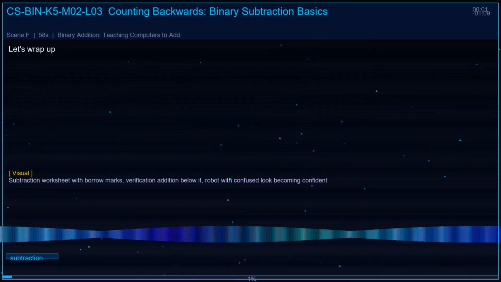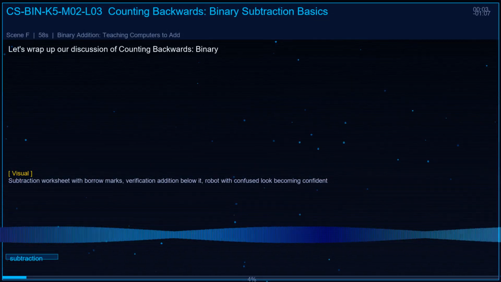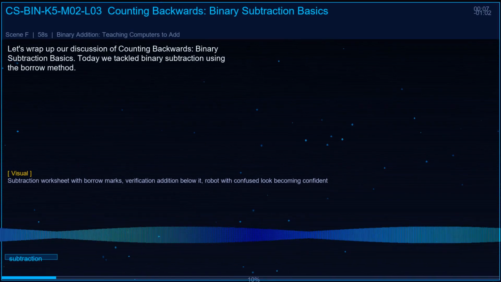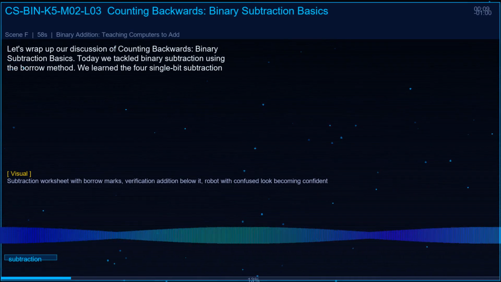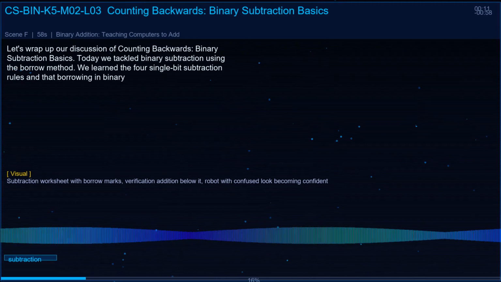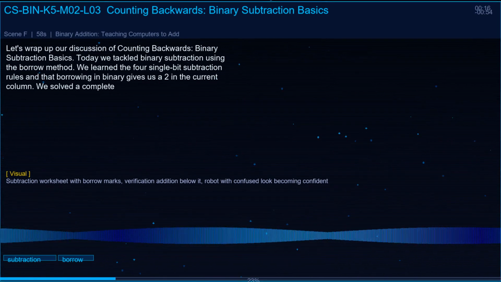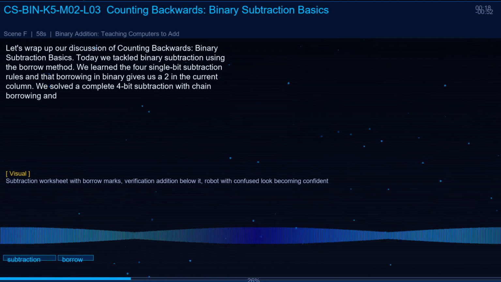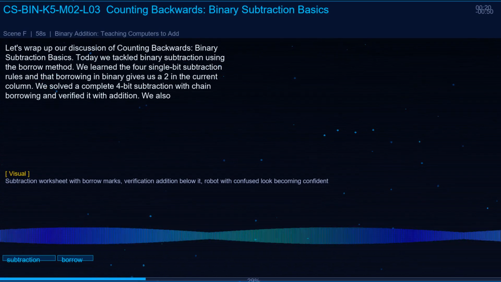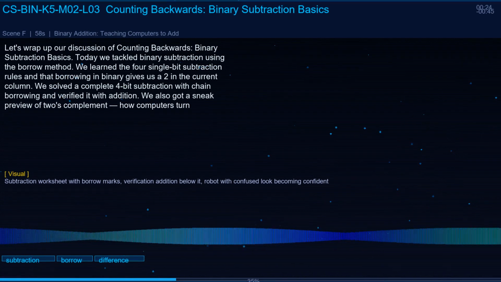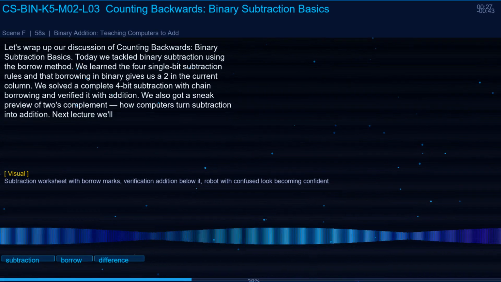Let's wrap up our discussion of counting backwards, binary subtraction basics. Today we tackled binary subtraction using the borrow method. We learned the 4 single-bit subtraction rules and that borrowing in binary gives us a 2 in the current column. We solved a complete 4-bit subtraction with chain borrowing and verified it with addition. We also got a sneak preview of 2's complement, how computers turn subtraction into addition.